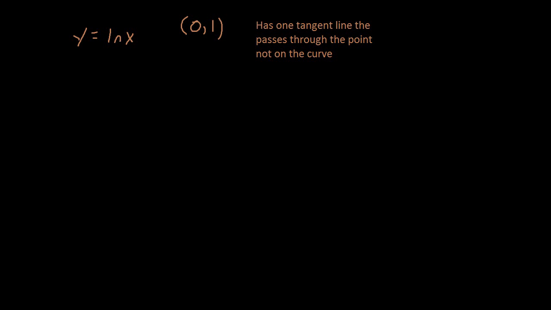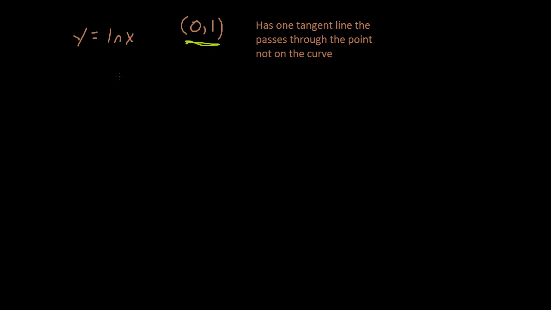Hi there, in this video we're going to be solving this particular problem here. Now we have a function y equals ln x, and it has one tangent line that passes through the point (0, 1) right here. That's not on the curve.